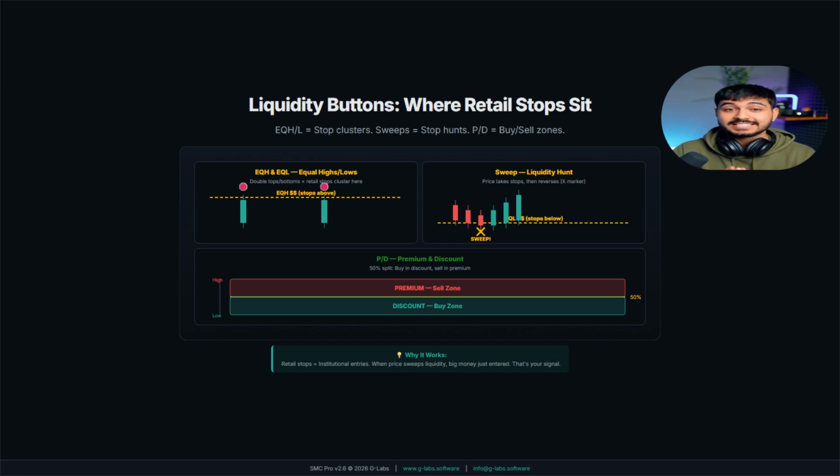PD is premium and discount, the 50% split of the range. Buy in discount, sell in premium. Simple as that.